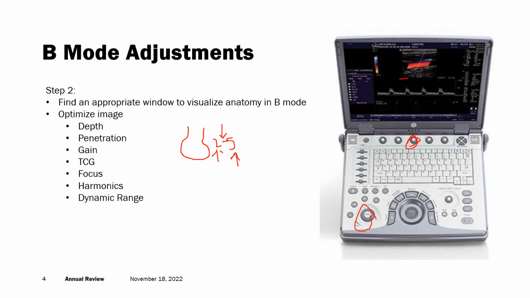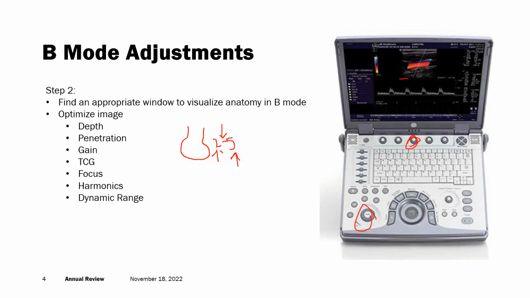So it's suggested by some that when you find your image, you turn your gain up to what would be considered too high or too bright, and then you back it off slowly until you feel like you have gotten rid of all the artifact, but you're still maintaining all the real information. Now, with that gain, once you get it to where you are happy, your next step is going to be to adjust the TGC.